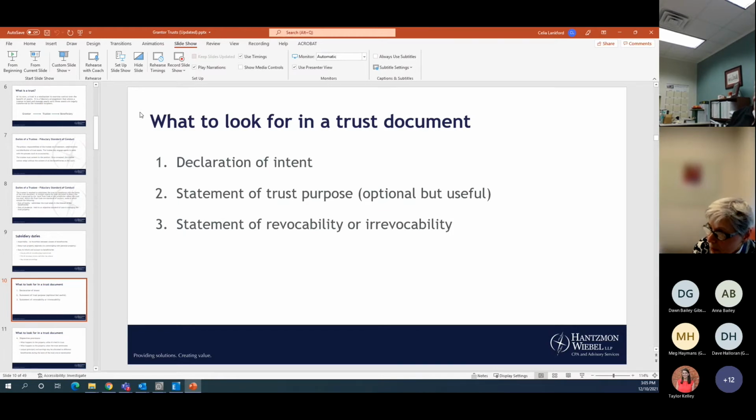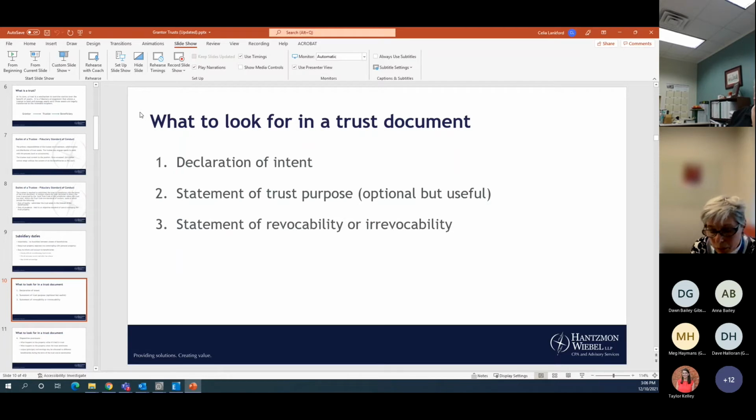There are 7 parts we're going to talk about, but one of them is more important than anything. The first 3 items are more statement of intent. There should be within the trust document a declaration of intent that I intend to make a trust. The second thing, it's not always there, but if it is, it provides a lot of clarity: what is the purpose of the trust?